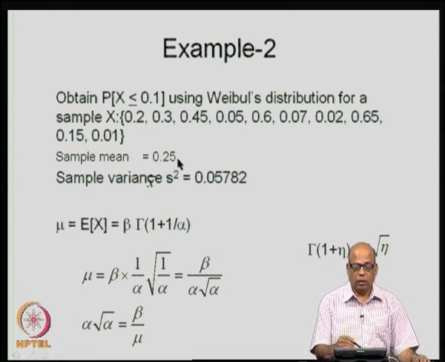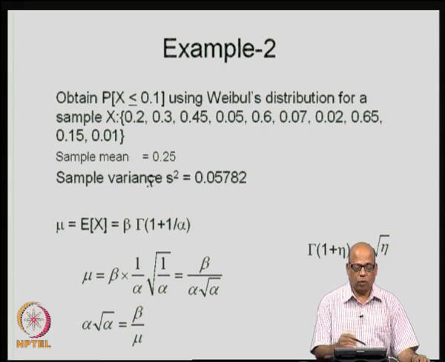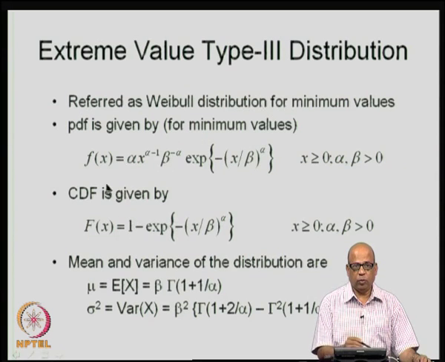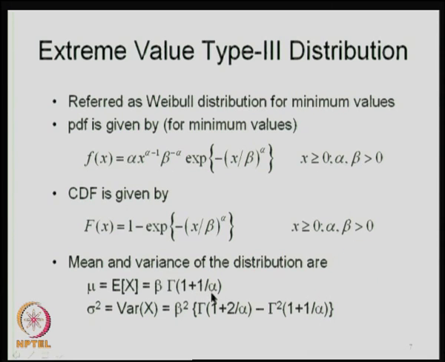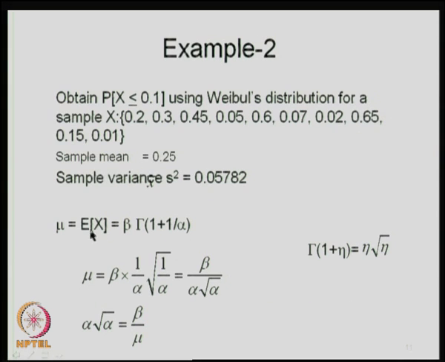Essentially what we are doing is that the mean and the variance as estimated from the sample are equated to the mean and the variance as obtained from the theoretical distribution, and thus we generate two equations and solve for the two unknowns, alpha and beta. The mean for the 2 parameter Weibull distribution, as given earlier, is beta into the gamma function of 1 plus 1 by alpha, and the variance is sigma square equal to beta square into brackets, the gamma function of 1 plus 2 by alpha minus gamma square of 1 plus 1 by alpha. These are the expressions that we use to obtain the two conditions.